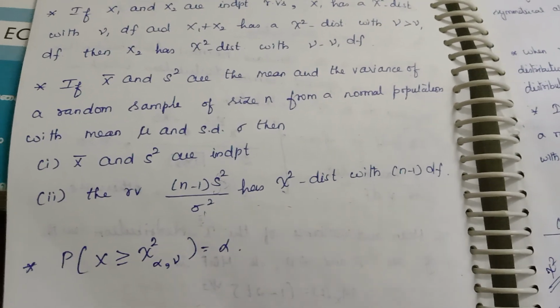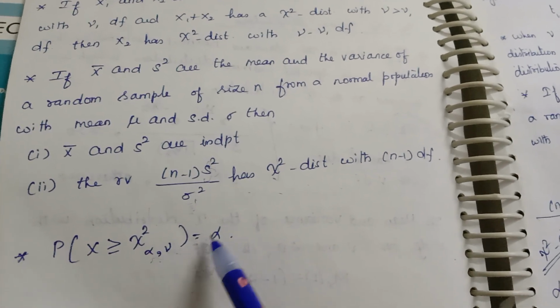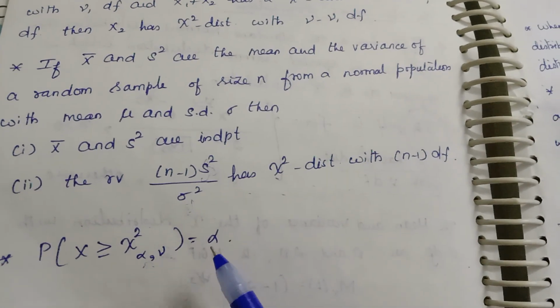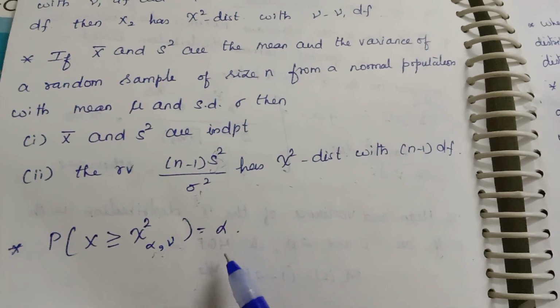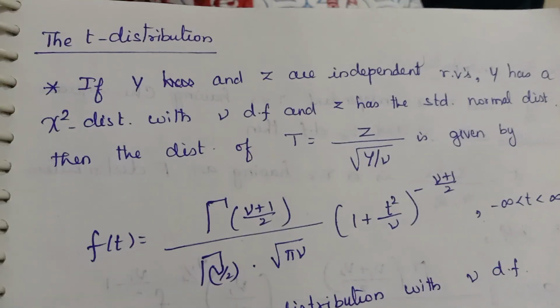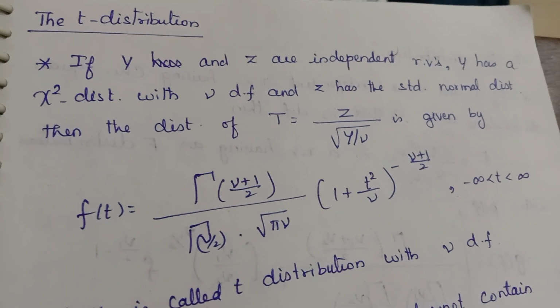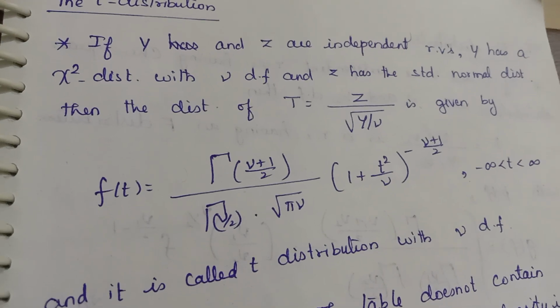Probability of x greater than chi-square with alpha, nu. What is this alpha? Level of significance is equal to alpha. Okay, this we use for finding the values of probability from the chi-square table. For doing problems we use it, but in this video I am just stating only the important key points. Right. Next one is the t distribution. The t distribution also we use to do many problems, but where do we use this t distribution? In sampling distribution. That is what we are going to see.